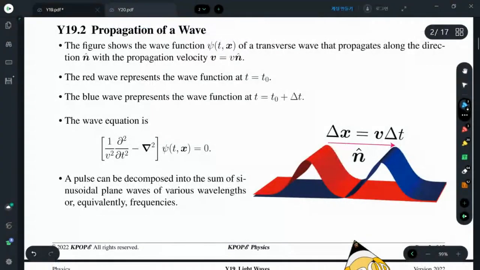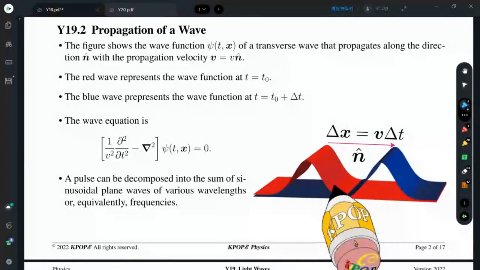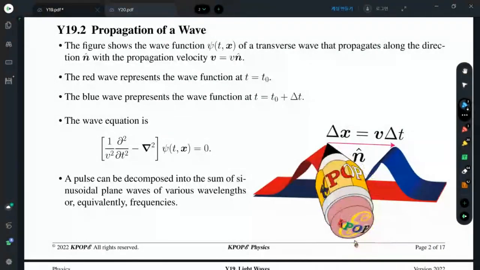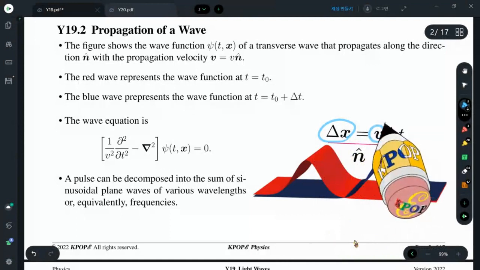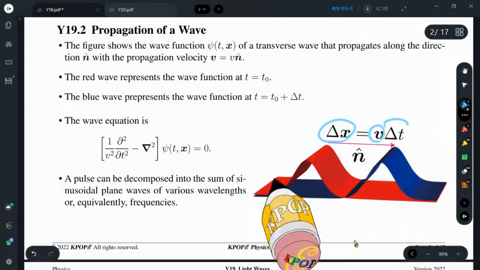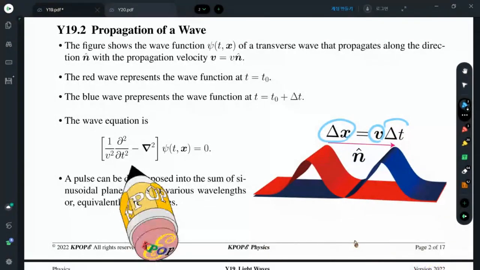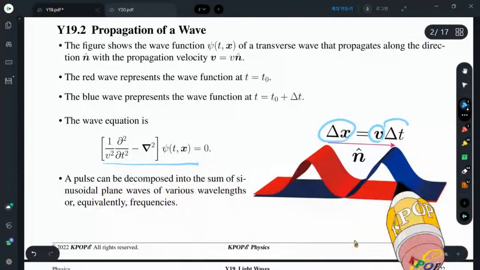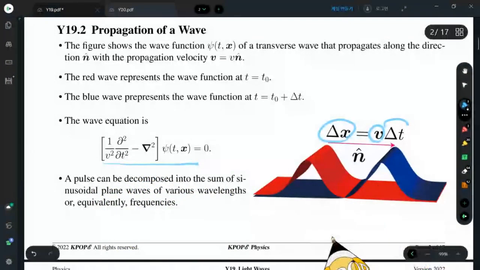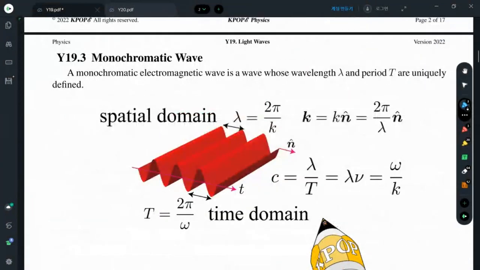Propagation of a wave can be understood as a translation of a fluctuation in space by a distance with the velocity v in time interval delta t. The shape of a wave is invariant. The solution of this wave equation satisfies this kind of form. Next, we consider a monochromatic wave.